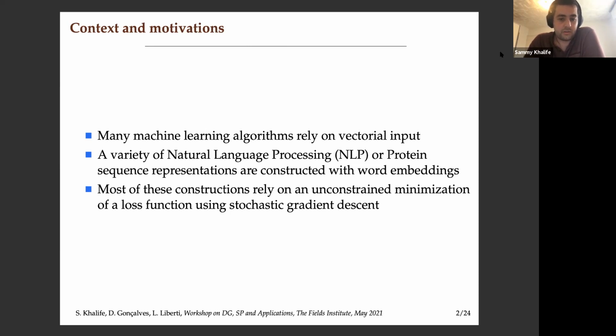And a variety of natural language processing or protein sequence representations are constructed with word embeddings, which are vectors, Euclidean vectors to be more precise. And the construction of these representations most of the time relies on an unconstrained minimization of a loss function using stochastic gradient descent.